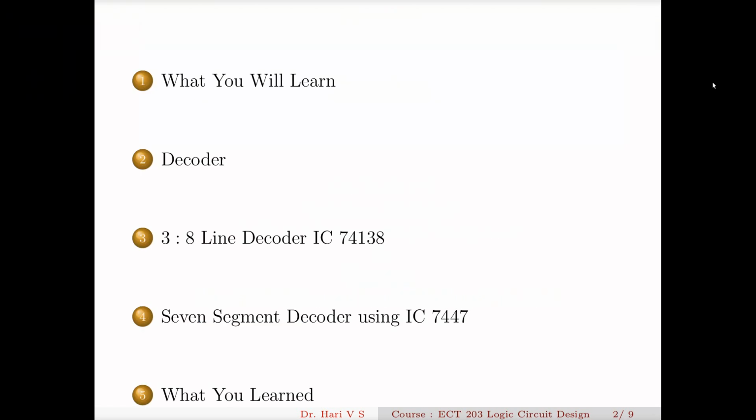So what you will learn in this video are your learning outcomes: the decoder, the principle of a decoder circuit, then the 3 to 8 line decoder with IC 74138 and 2 to 4 decoder with QX. Then you will learn about a 7 segment decoder, that is a BCD to 7 segment decoder. And you will appreciate the wiring diagram of such a decoder with the help of the IC 7447. Then summary of understanding.